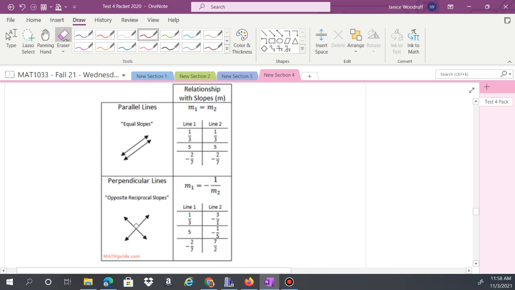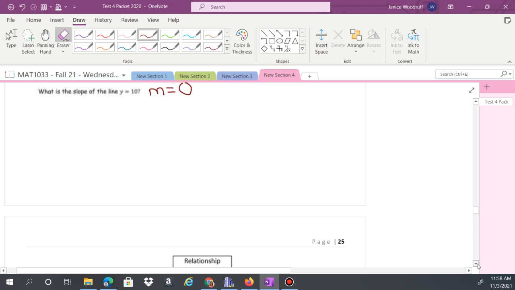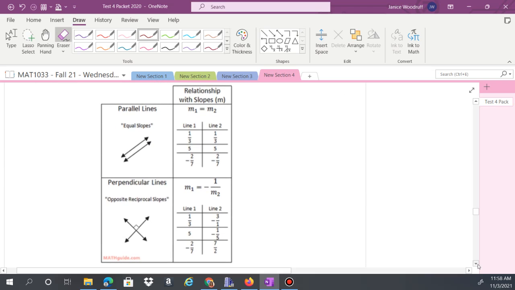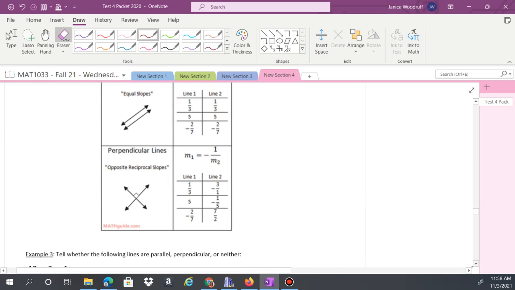If you look here, you have line 1 with slope 1/3. The perpendicular slope would be negative 3/1, so you flip that. A line with a slope of positive 5, the perpendicular slope would be negative, and then we'd flip that. It's a whole number, so we say it's over a 1. So it would flip to be negative 1/5. And then negative 2/7, you'd have a positive, and then flip to 7/2.